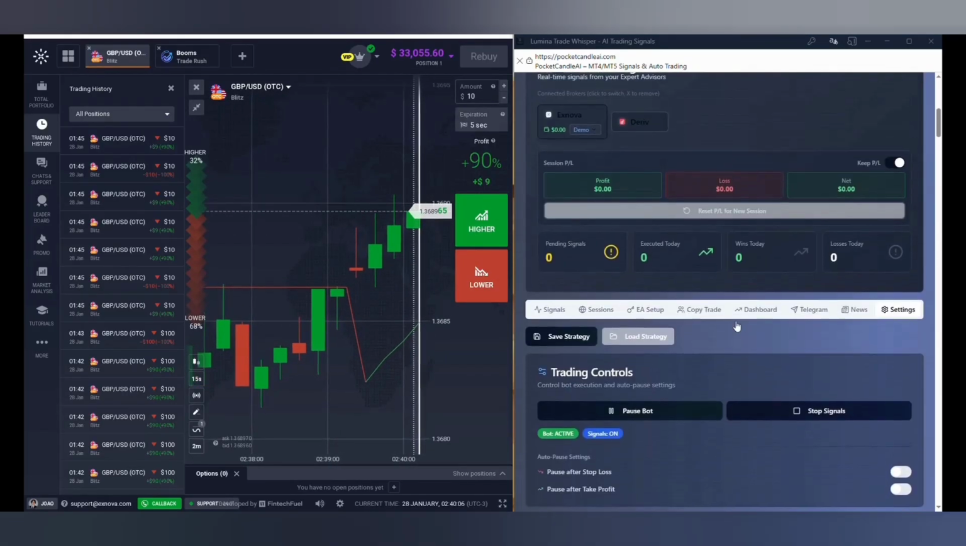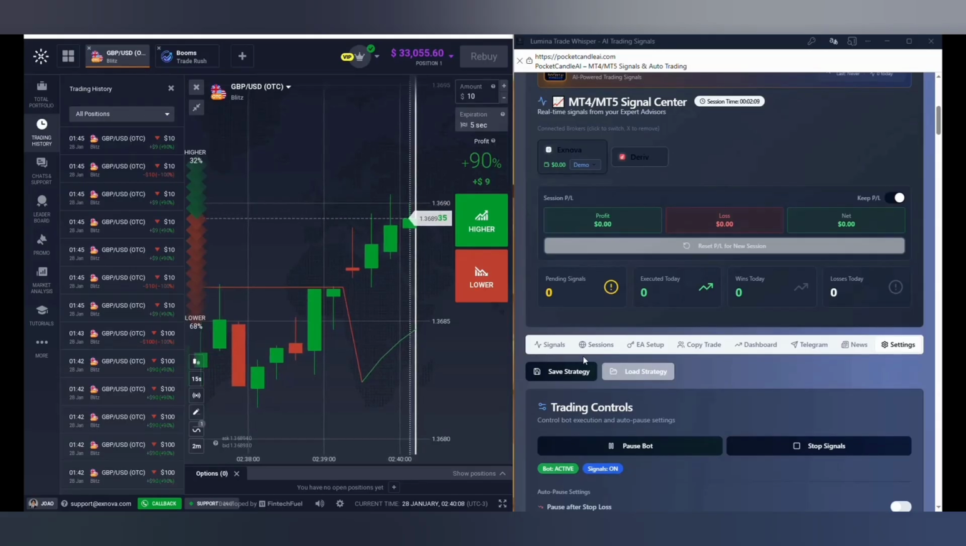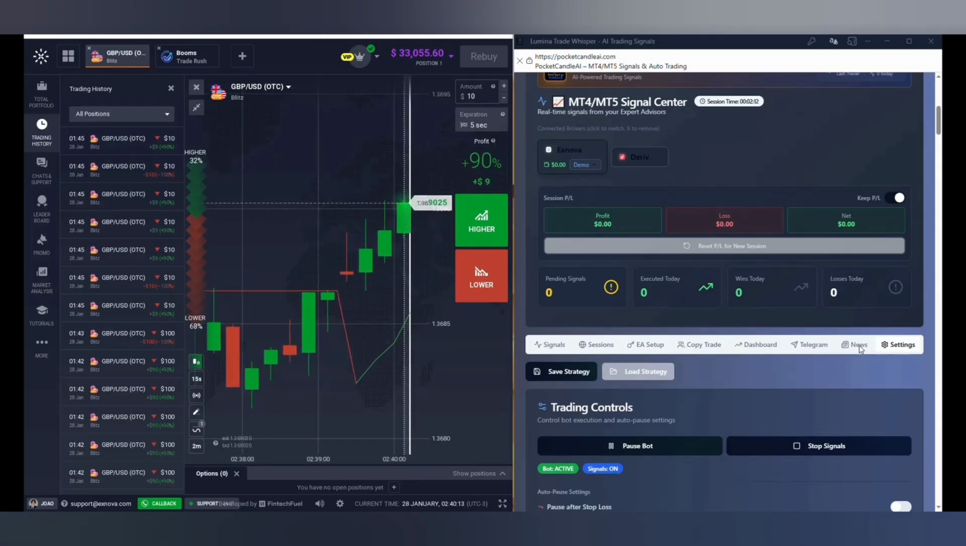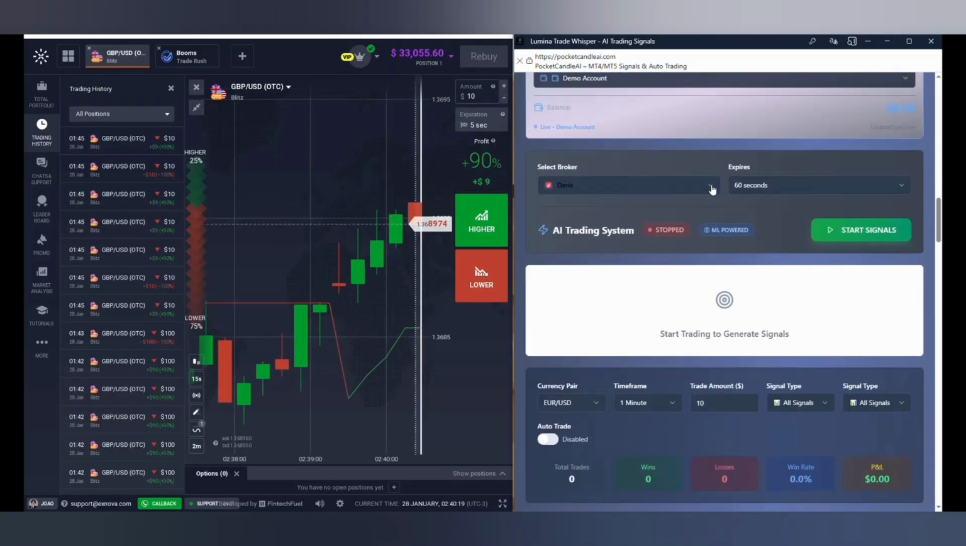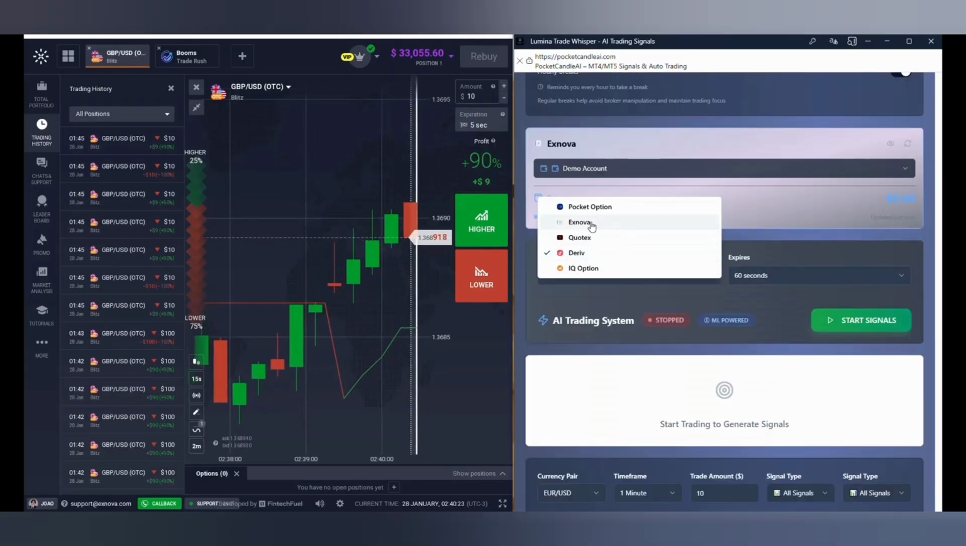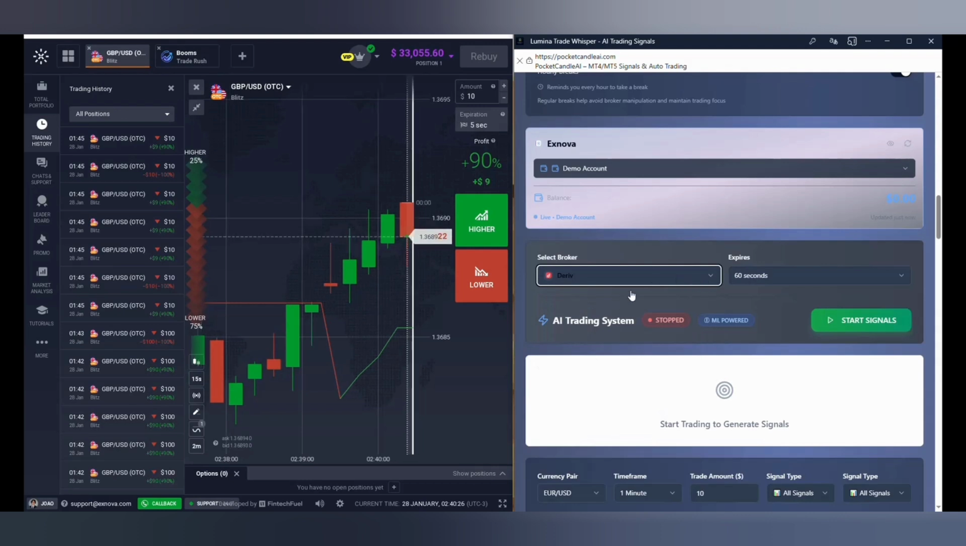So let's move direct. I want to put it on news here, and then let's move down to the AI signals. Once again, when you are here, you choose your broker, of course, that's the first thing. I'm trading on Xnova, so I'm going to choose Xnova broker.